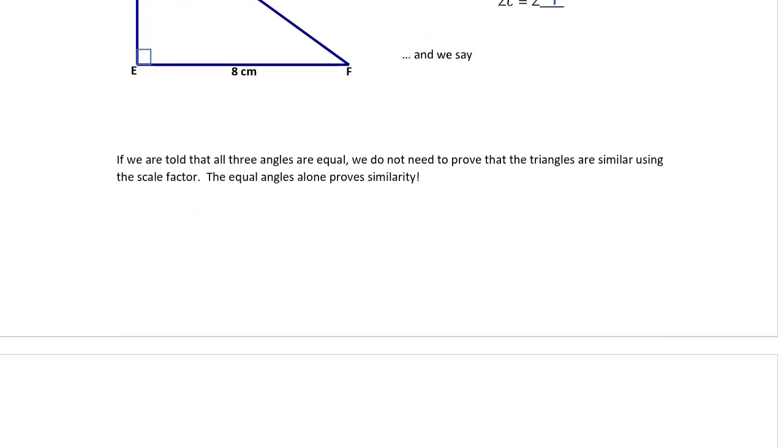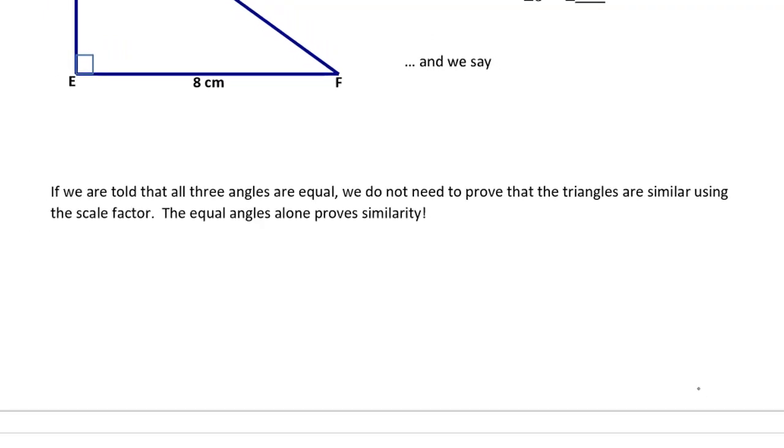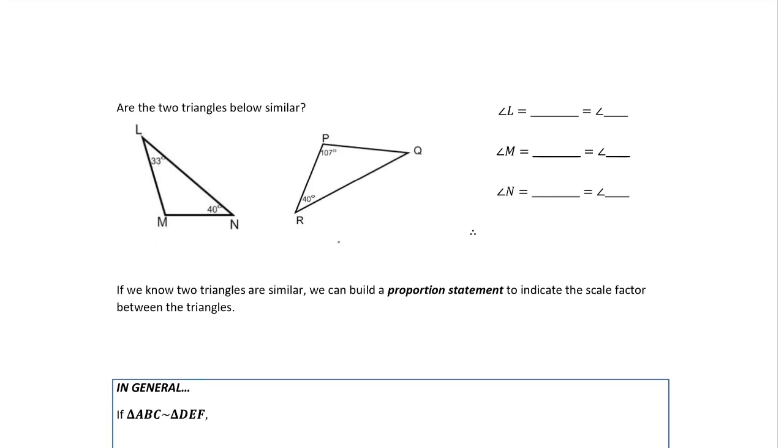If we're told that all three angles are equal, we do not need to prove the triangles are similar using the scale factors. The equal angles alone prove similarity. For this question, we're asked if the two triangles are similar. For these two triangles to be similar, corresponding angles must be equal. Let's start with the two angles that we know. We can see that angle N and angle R are both 40 degrees. But we don't know the values of the other corresponding angles. We're first going to have to determine what angle M is and what angle Q is.